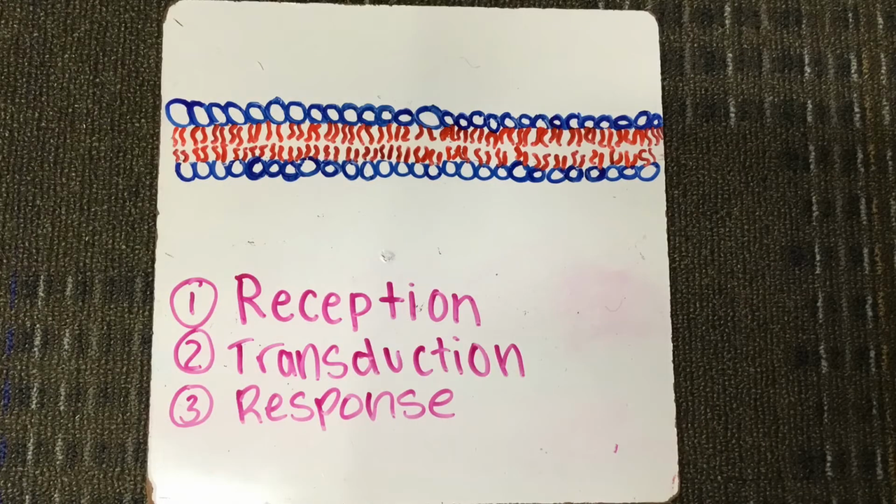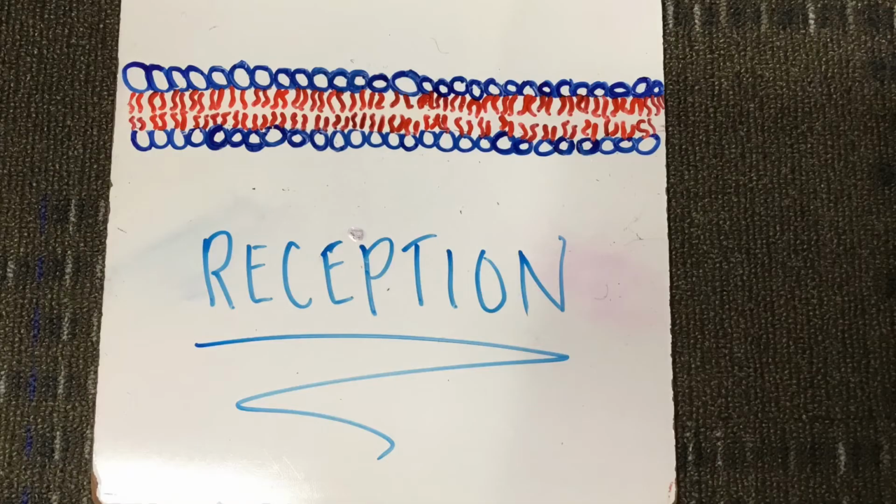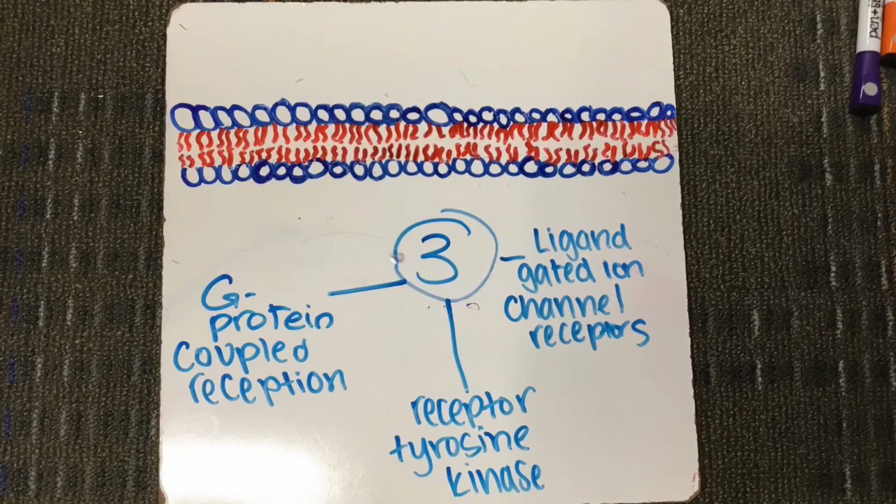In normal cell communication, there are three steps: reception, transduction, and response. Reception is the binding between a ligand, which is a signal, and a receptor, which is highly specific. There are three different sites they can bind to.